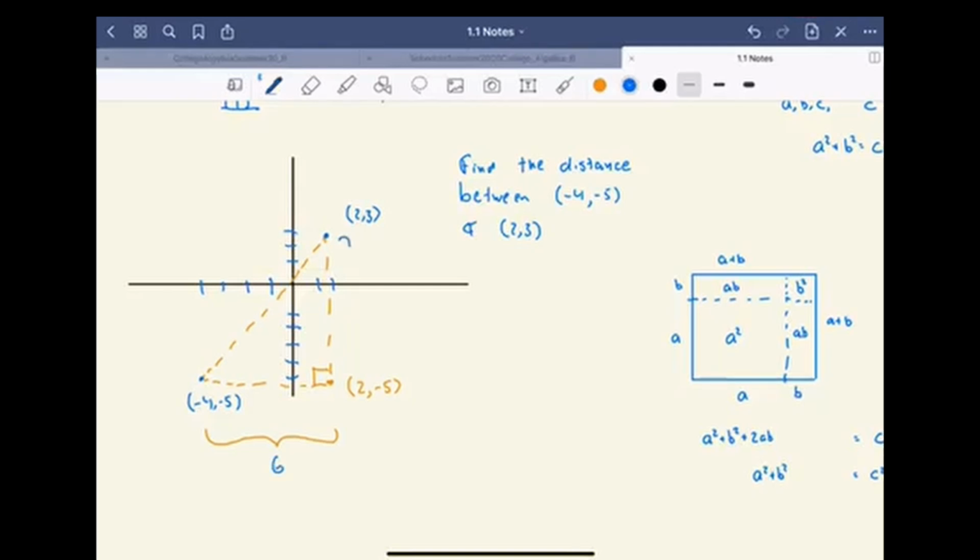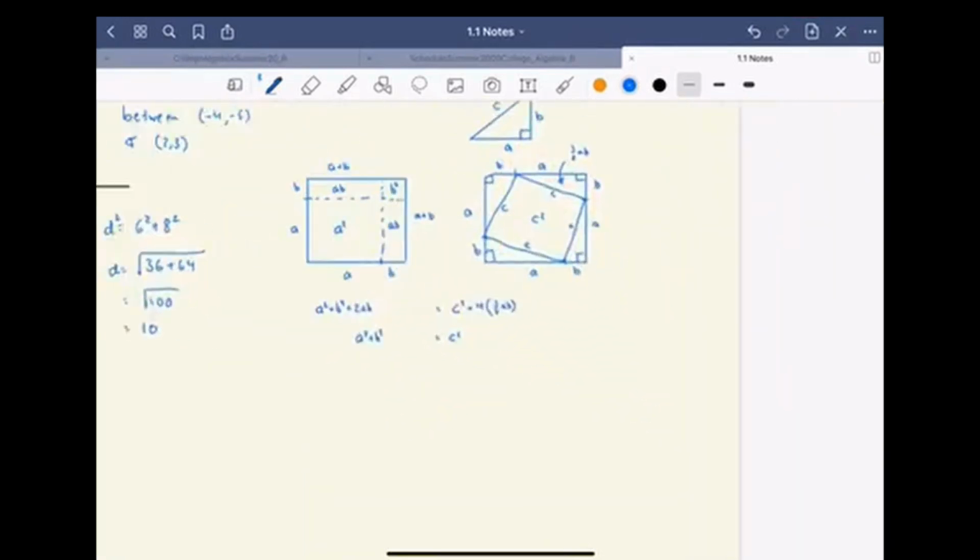Okay, what's the distance between -5 and 3? Well, -5 and 3 are 8 away from each other. So that's an ugly 8. So our distance, let's say our distance squared, is going to be 6 squared plus 8 squared. Okay, so our distance is going to be the square root of 36 plus 64. Oh, square root of 100, and that's just 10.